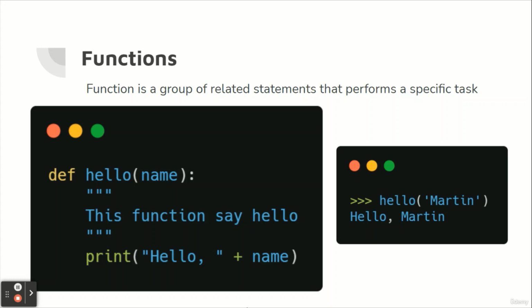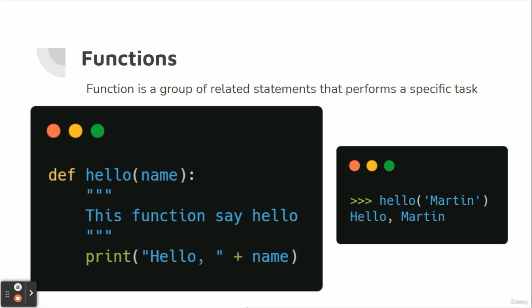Colon to mark the end of the function header. Optional documentation string to describe what the function does. One or more valid Python statements that make up the function body. Statements must have the same indentation level. And finally, optional return statement to return value from the function. On the slide, you can see the function which greets the person passed in parameter.